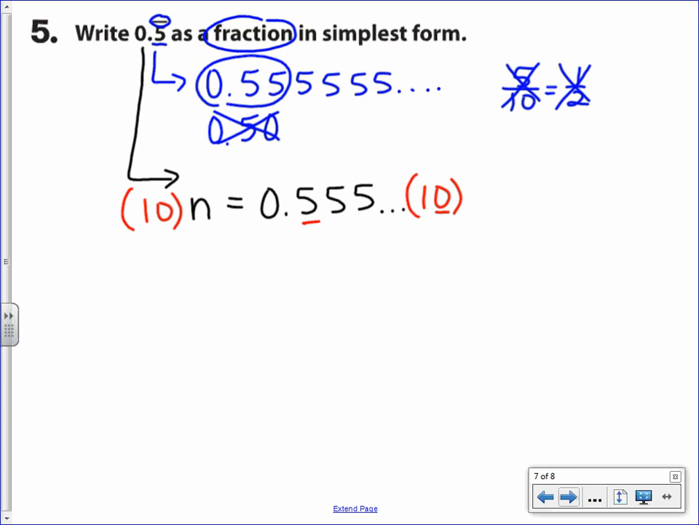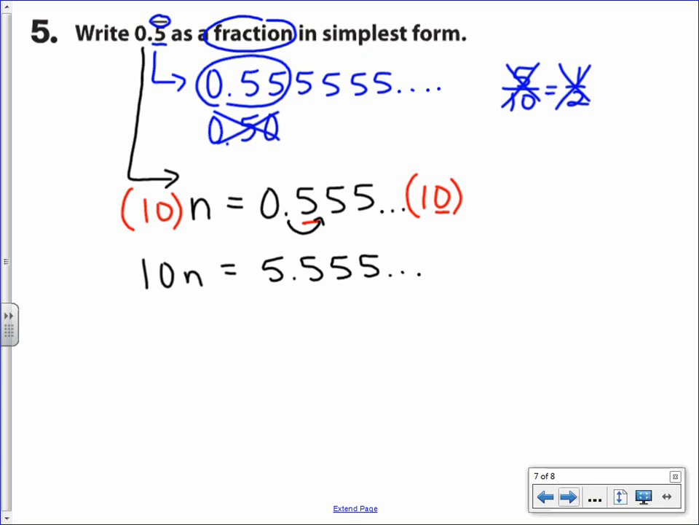So let's see what that gets us. That's going to get us 10n equals, when I multiply a decimal by 10, you should know the trick by now that 1 0 means one place. So that's going to equal 5.555 repeating.